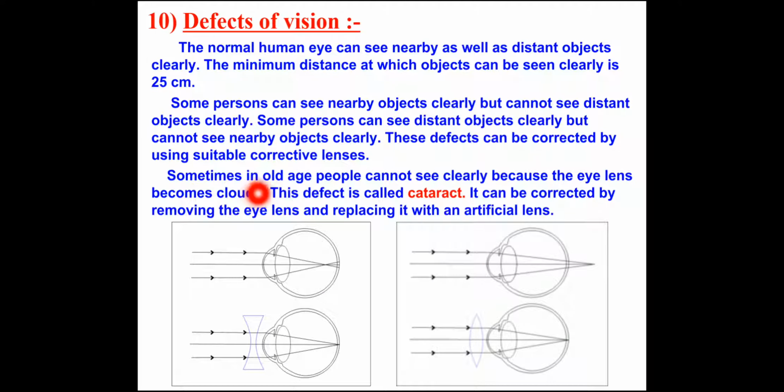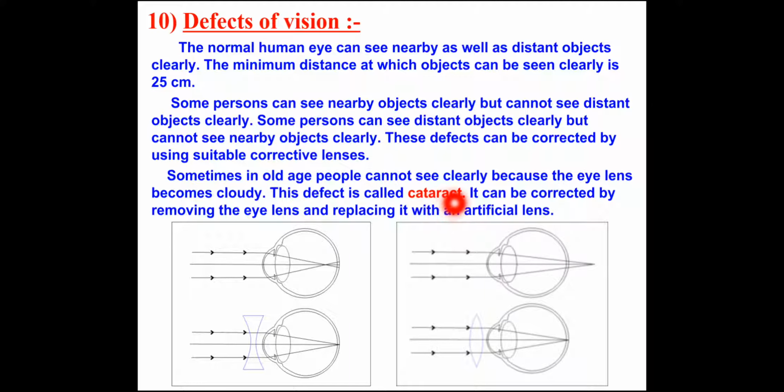Now sometimes in old age people cannot see clearly because the eye lens becomes cloudy, and this effect is called cataract. It can be corrected by removing the eye lens and replacing it with an artificial lens. Now in our society, not only people in old age suffer from cataract, even the younger ones also suffer from cataract.